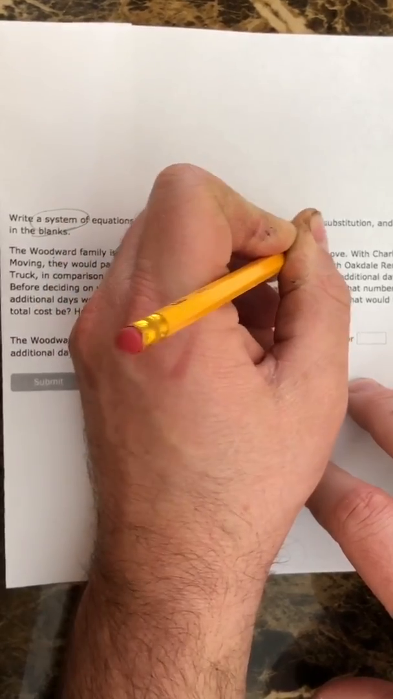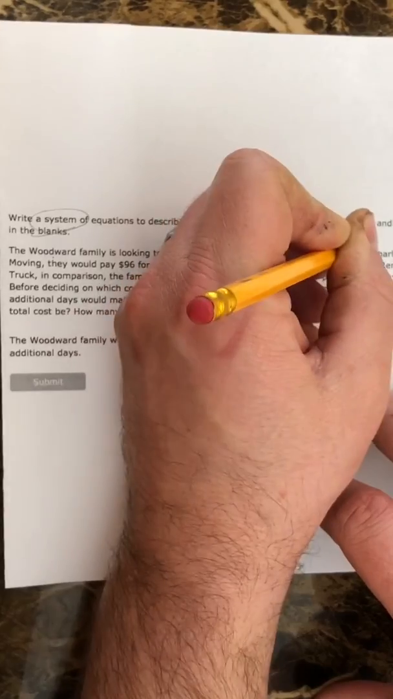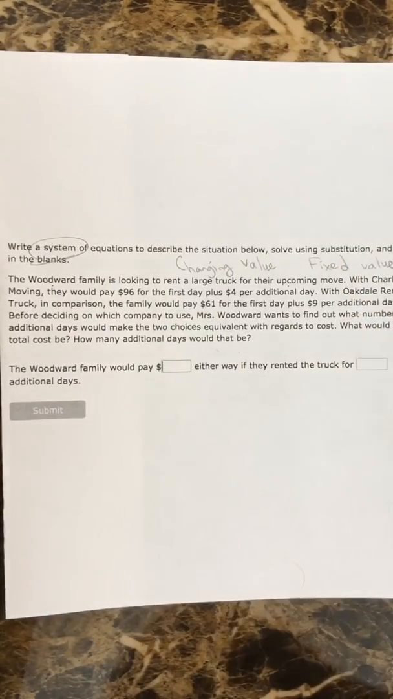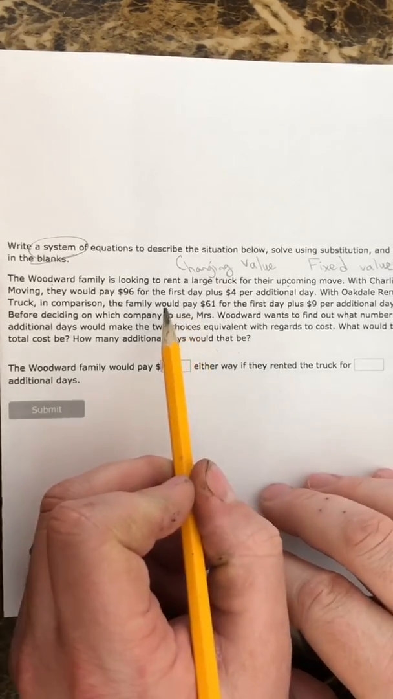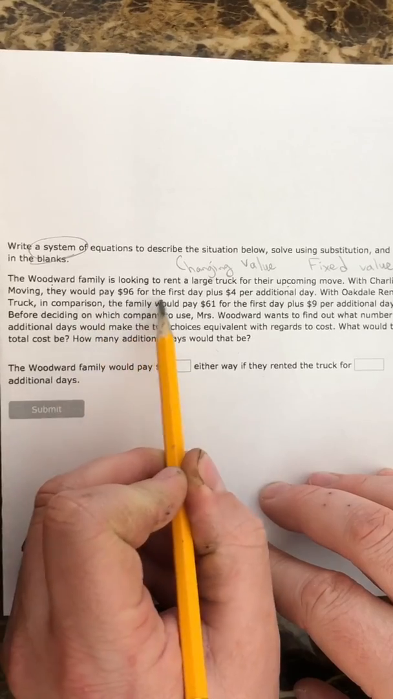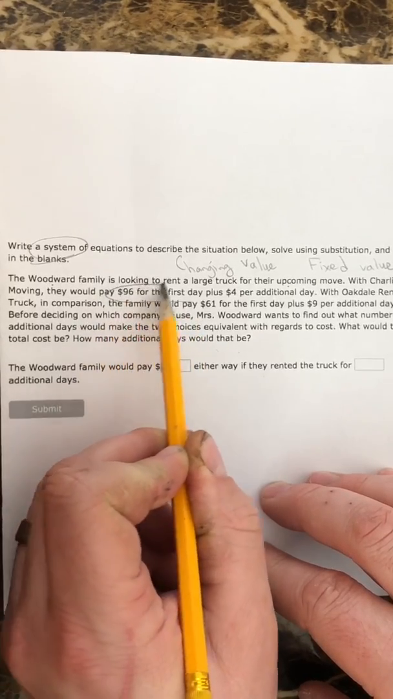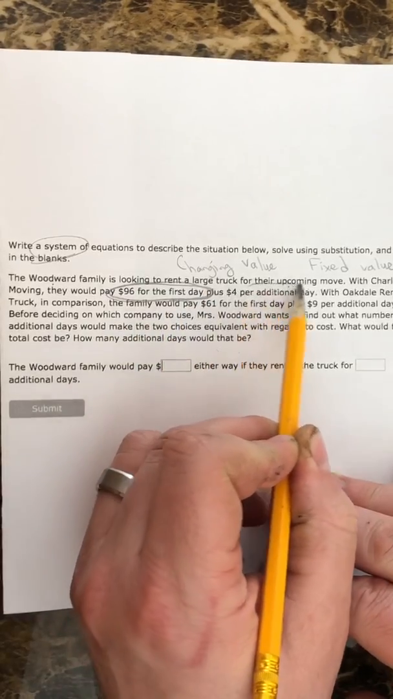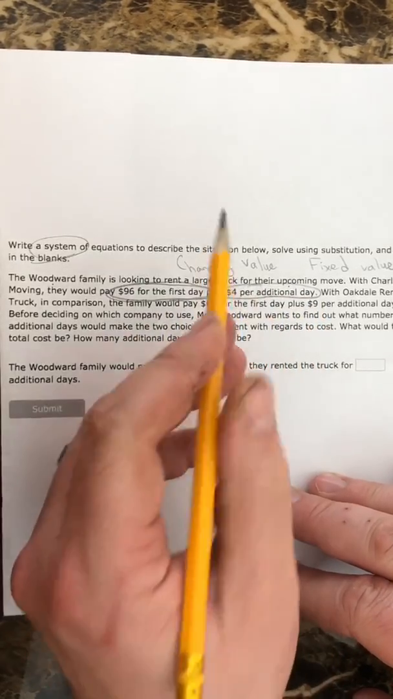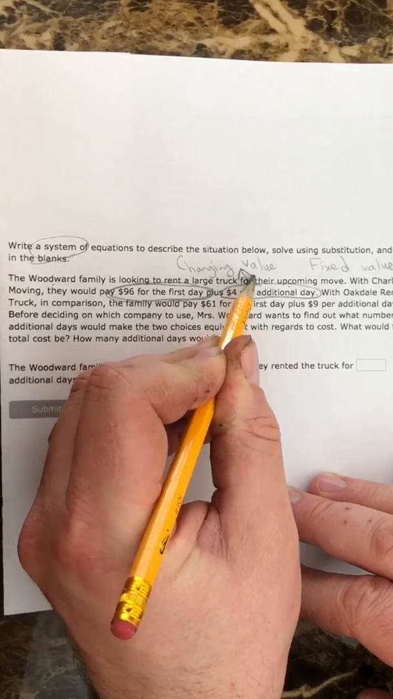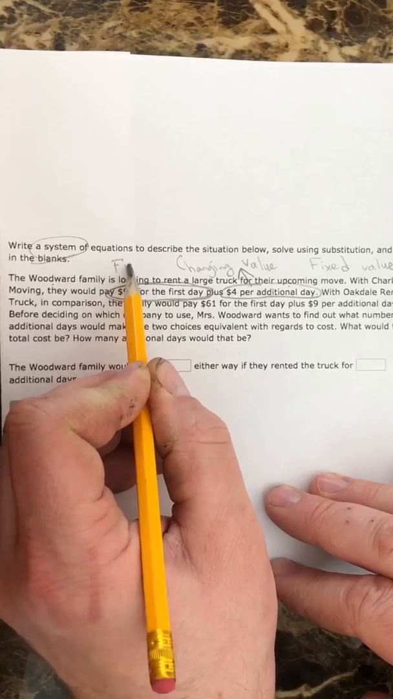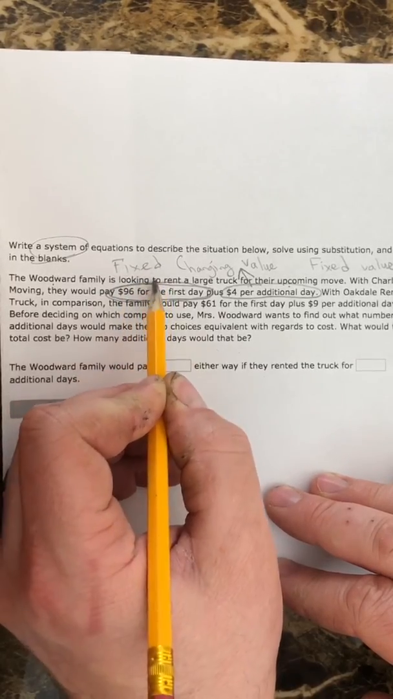And we also need a fixed value. The main thing with the changing and fixed value is that the fixed value is right here, the $96 for the first day. The 4 for the additional days, that would be the changing value.